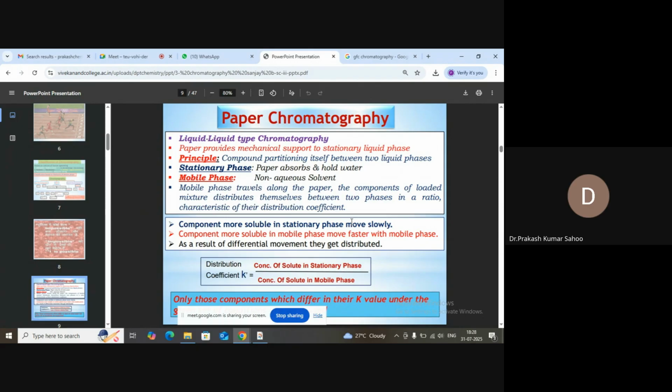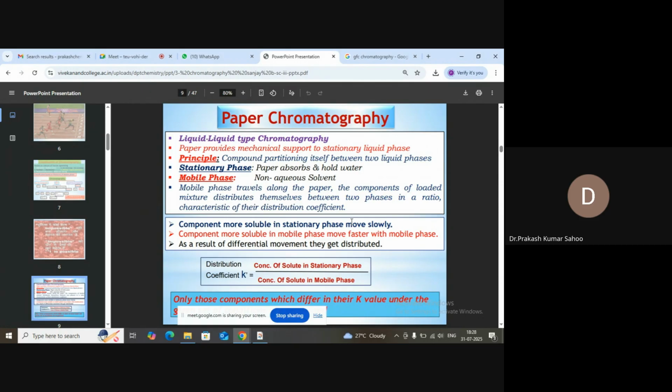Components more soluble in the stationary phase move slowly. Components more soluble in the mobile phase move faster. As a result, they get distributed by different movements. So distribution coefficient K dash equals concentration of solute in stationary phase divided by concentration of solute in mobile phase.